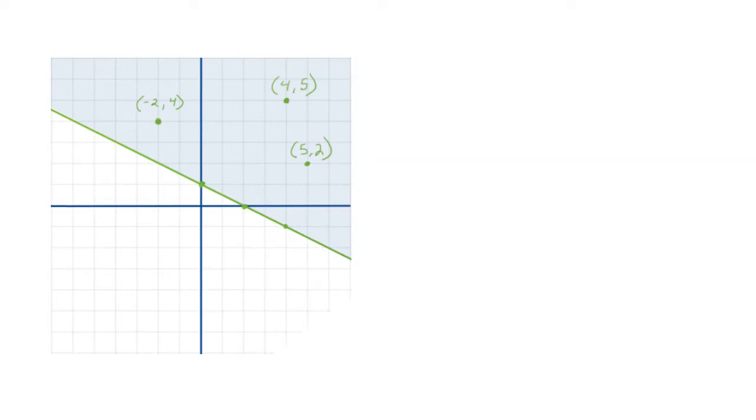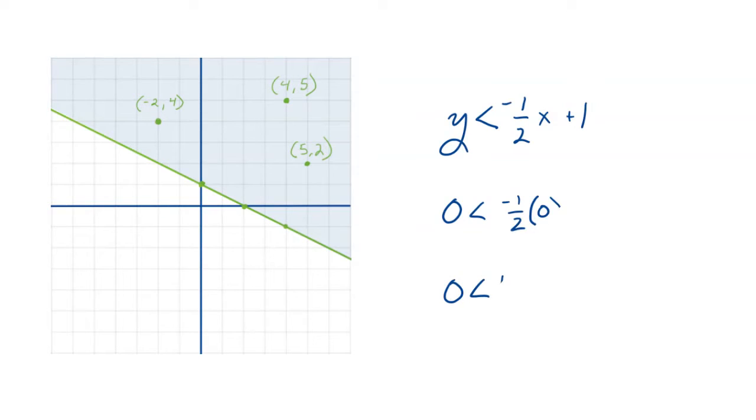So if we could prove that the points above the line are greater than the value of the line, then we should be able to prove that the points below the line are less than. So we reverse the inequality, we pick a point below the line, in this case the origin, and we sub it in for x and y. The origin is 0, 0, and indeed that statement is also true. So that tells us that points above a line are greater than and points below a line are less than. The line itself is equal.